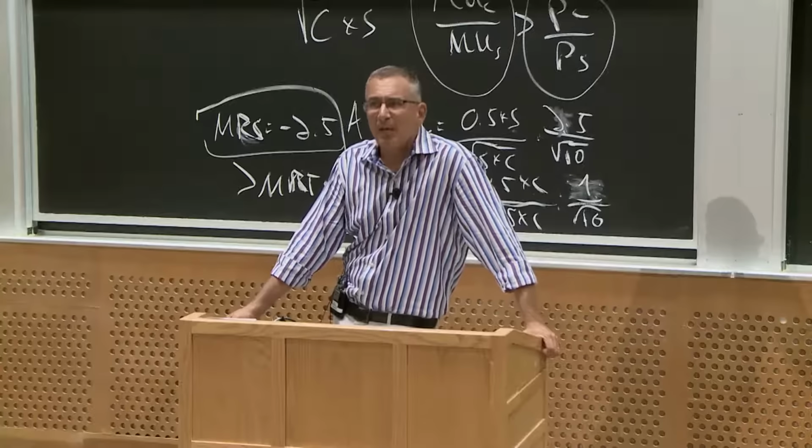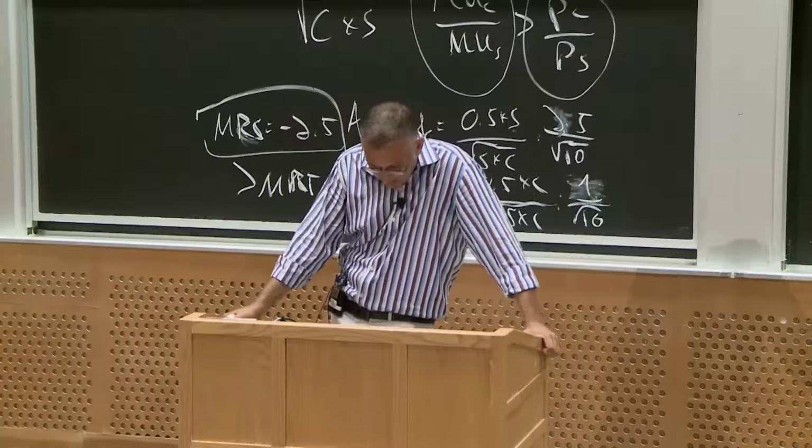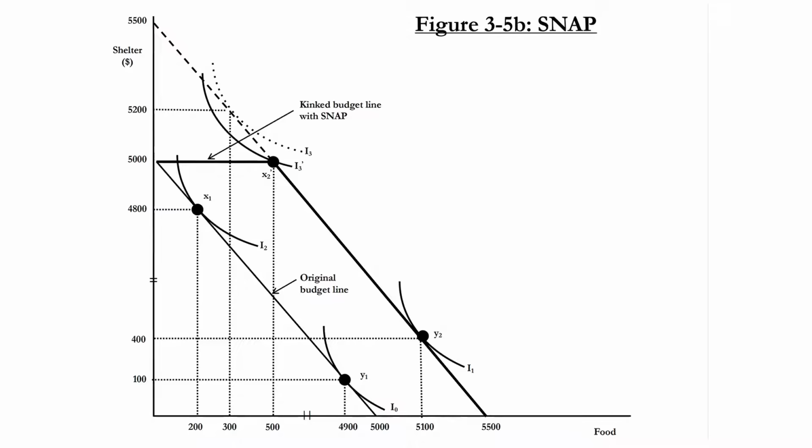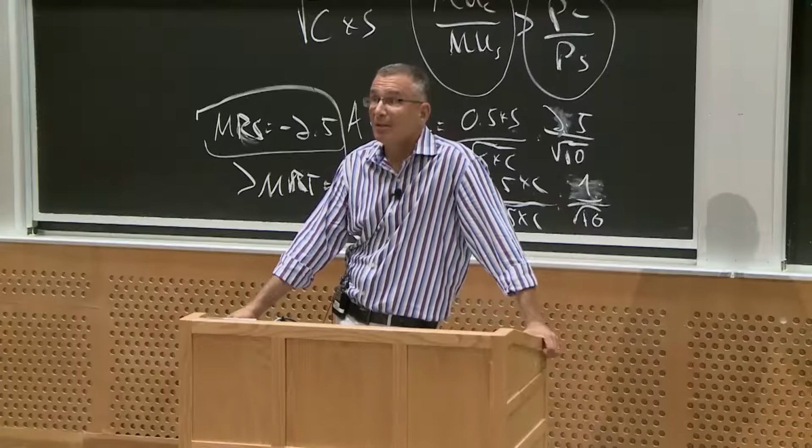Now I say, oh no, you have to spend it on food. They're like, fine, I don't care. I'm still going to spend $5,100 on food and $400 on shelter. I'm just going to label $500 of the $5,100 SNAP, but nothing else has changed. It's just a labeling thing, okay?